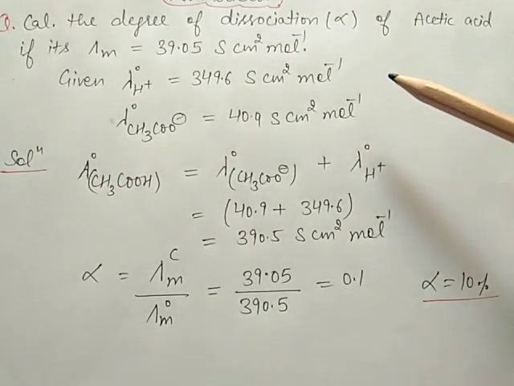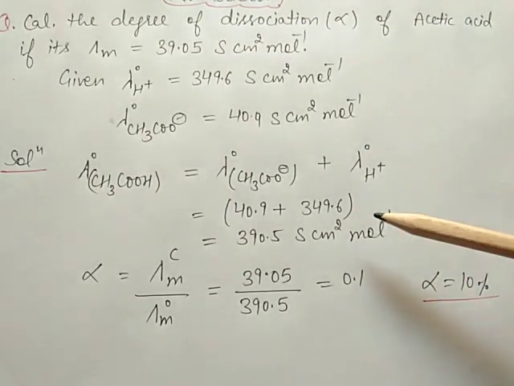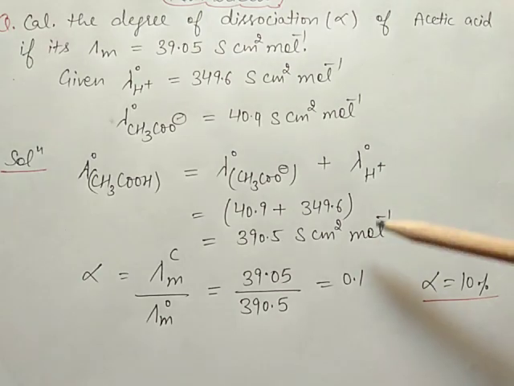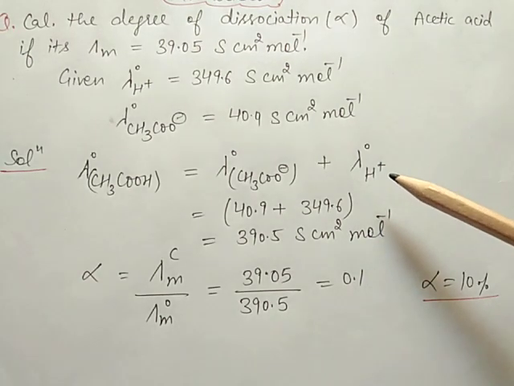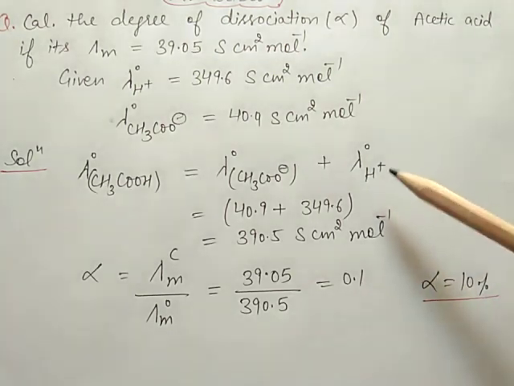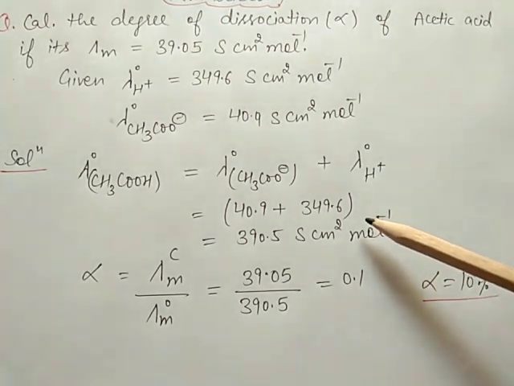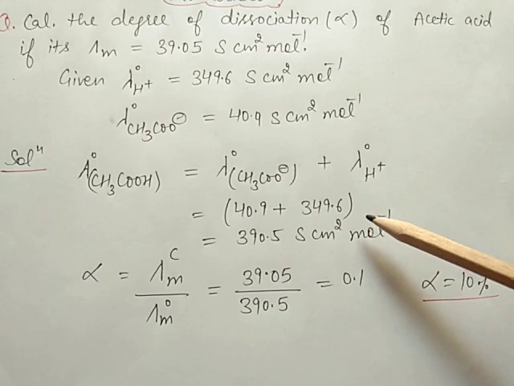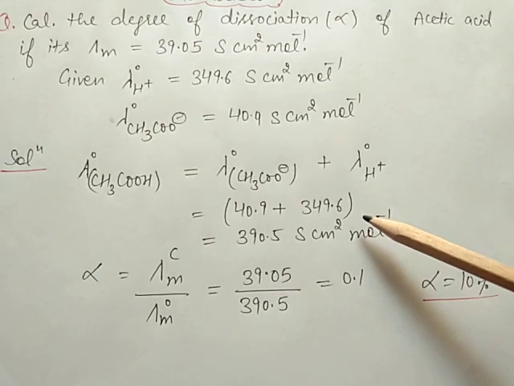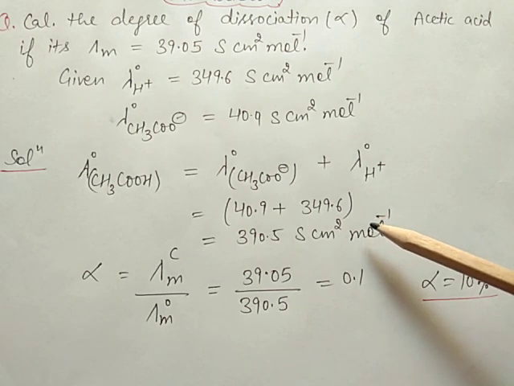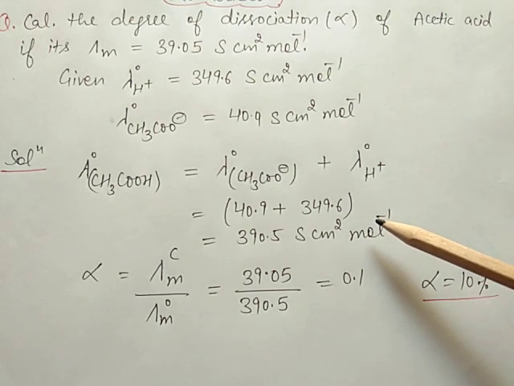So with the help of Kohlrausch's law we can easily find out things like the degree of dissociation and the dissociation constant, and we can also easily find out the solubility of sparingly soluble salts. Sparingly soluble means those which are less soluble.